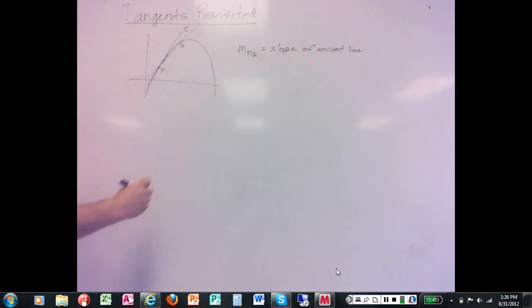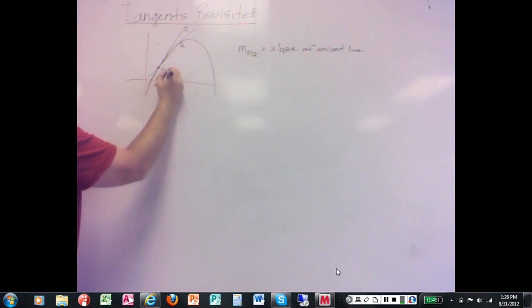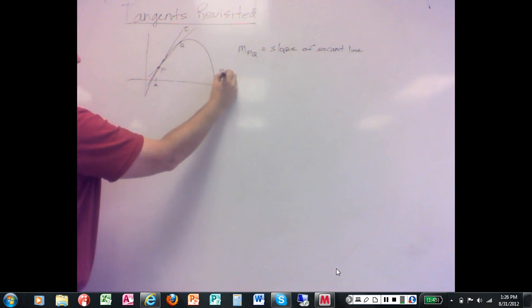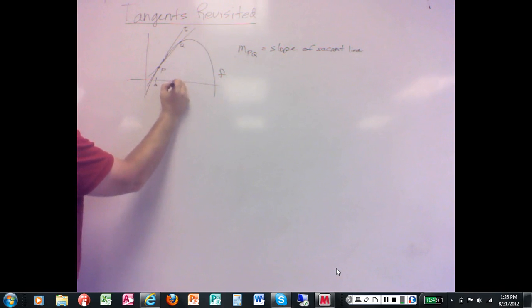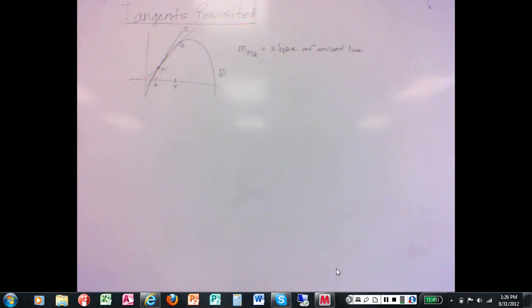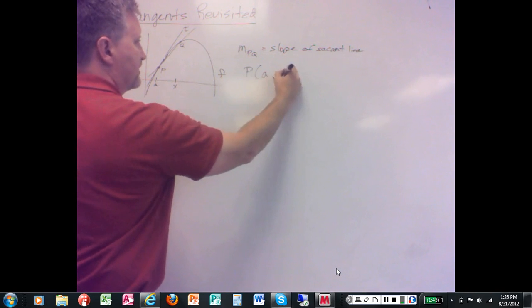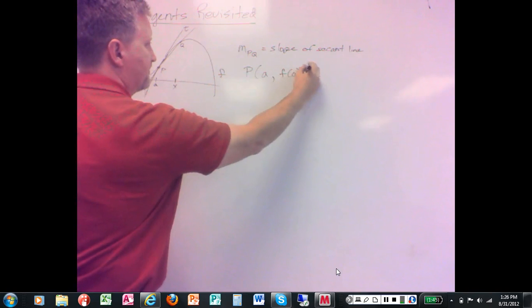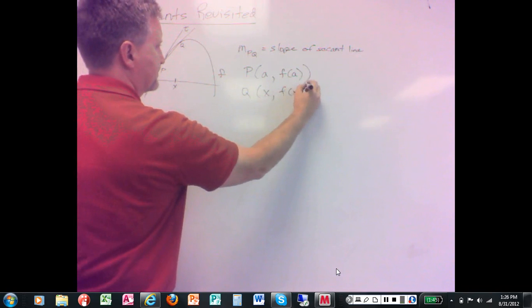Okay, let's say my function is function f, point P has x value a, and then for Q, I'm coming out here to whatever x value I want. So point P is a, and the y value would be f of a, and Q would be f of x.